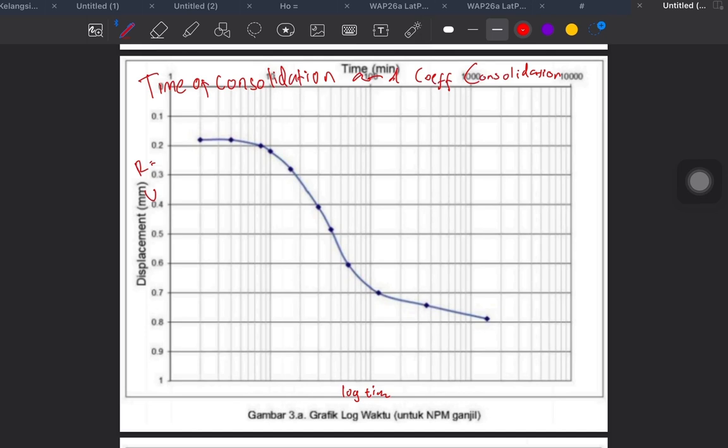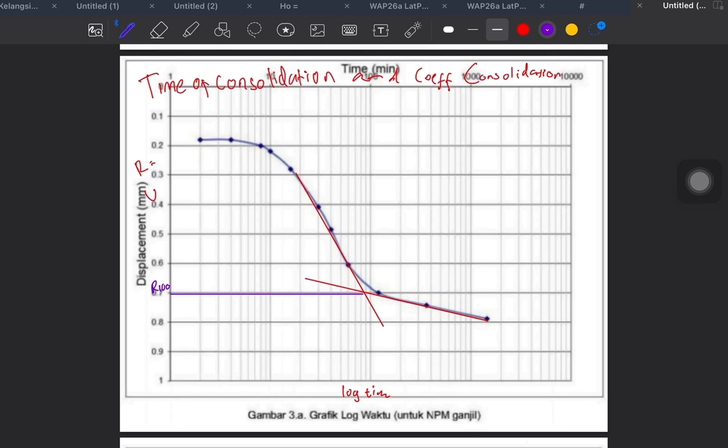Okay, next we start with the drawings. First step, you can draw a straight line from the secondary consolidation and the primary consolidation curves until you get the intersection between those lines. The intersection of those lines is the R100, or the 100% of primary consolidation.